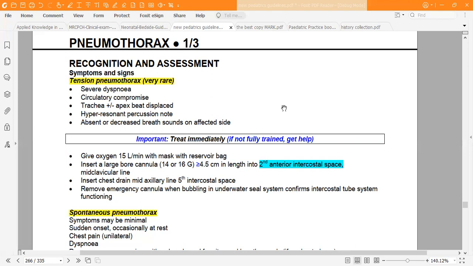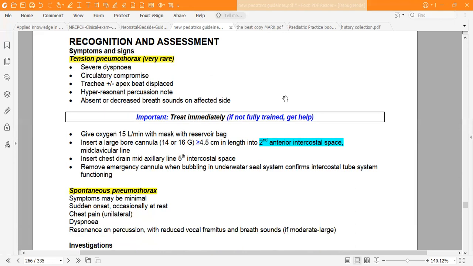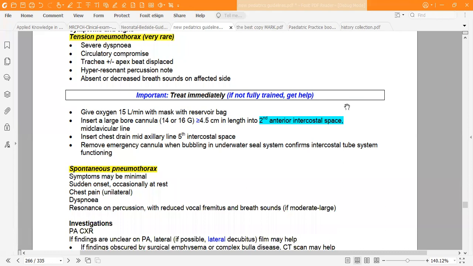The most important feature is the shifting of the mediastinum to the contralateral side, so you will find the trachea and the apex beat displaced a little bit. So in this situation, you have to treat immediately. If not fully trained, you get help from your senior.